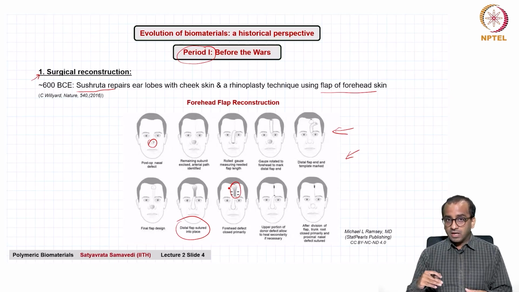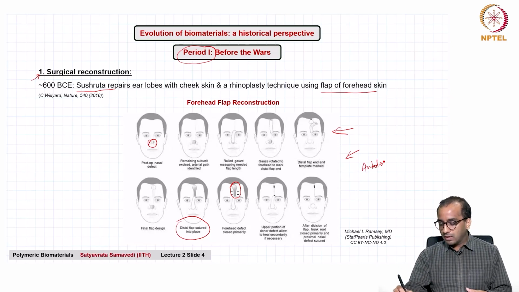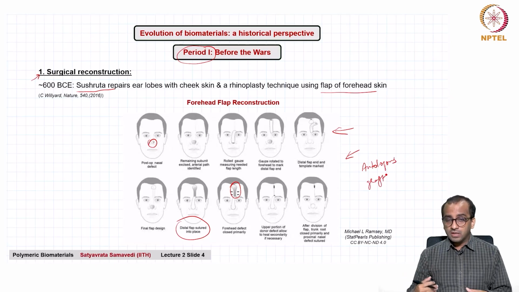So, you see there are no materials being implanted here in the sense of how we would think of biomaterials today. In today's parlance, this is what we would call an autologous graft, where the patient's own tissue is used for reconstruction. And Sushruta is supposed to have been one of the pioneers in not only doing this, but also carefully documenting this.